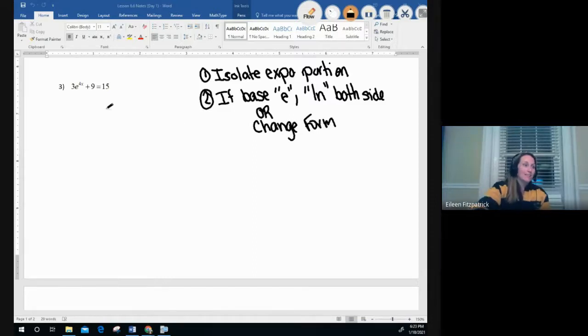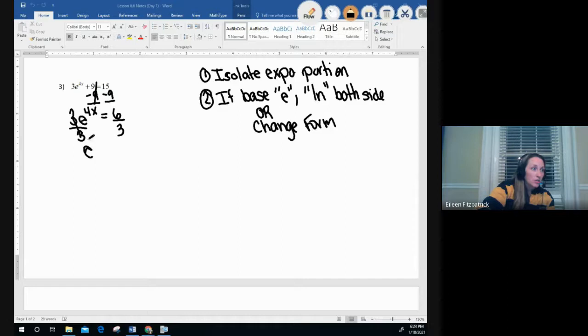First step is to isolate. So I'm going to subtract the 9 from both sides. So you have 3 times e to the 4x equals 6. Then I'm going to divide both sides by 3. So still just normal inverse operations, isolating the exponential part. All right, now I'm stuck. I'm trying to solve for x, but x is stuck up in the exponent.